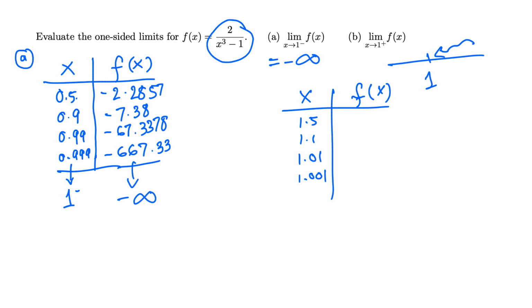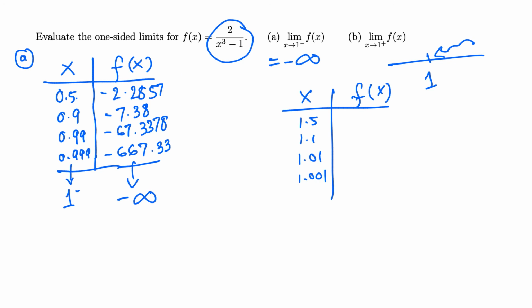When we use our calculator, this is 2 over parenthesis 1.5 cubed minus 1 close parenthesis. So in our calculator we want to enter it this way: 2 over parenthesis 1.5 cubed minus 1 close parenthesis, enter. Okay, if you are not getting these numbers, then you are not entering it correctly.